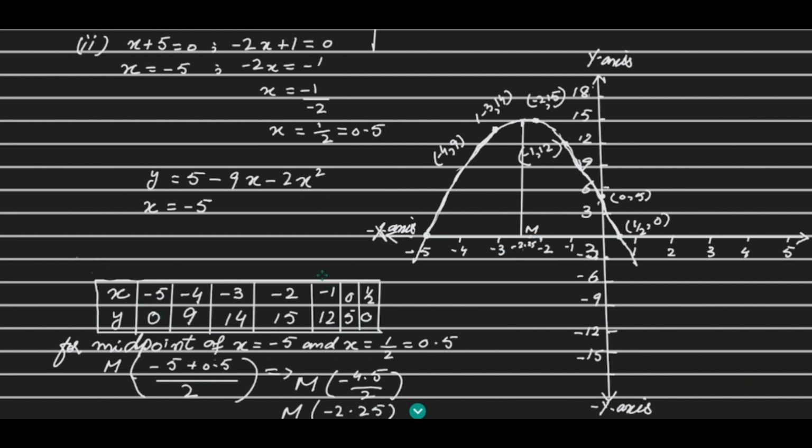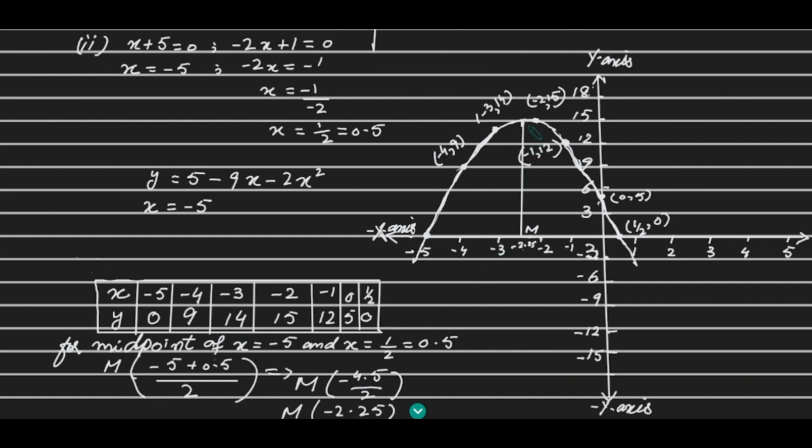We plot all the table values in the figure. This one is minus 5, 0, and the next minus 4, 9, which is located here, and the next minus 3, 14, minus 2, 15, next minus 1, 12, the next 0, 5, and the last one 1 by 2, 0 or 0.5, 0.